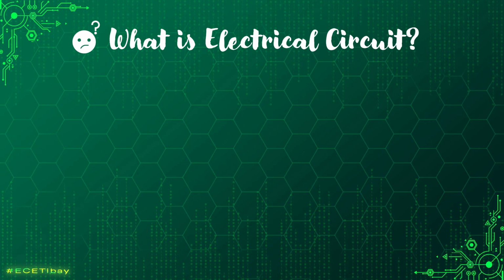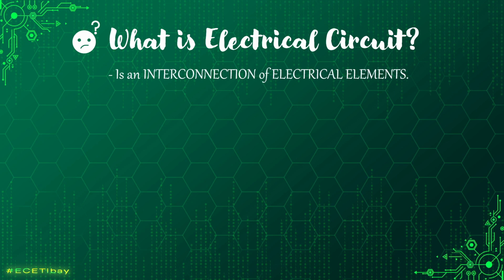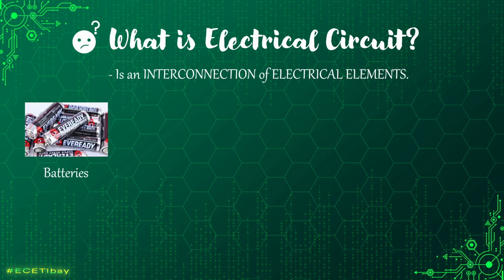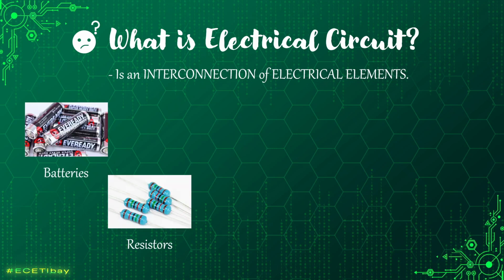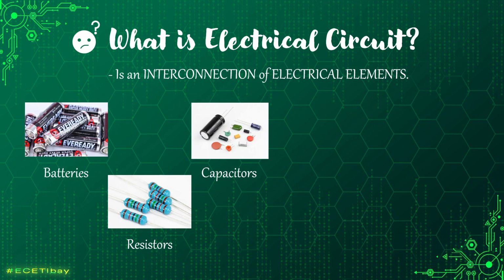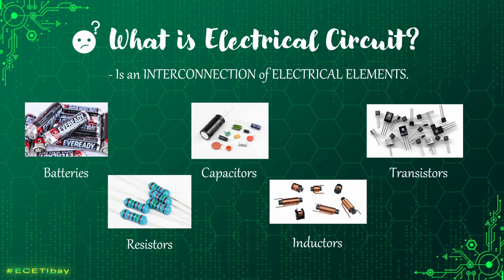First, let's define what an electrical circuit is. By book definition, it is an interconnection of electrical elements. So what are these electrical elements? This may be batteries, resistors, capacitors, inductors, and transistors, and any kind of electronic or electrical components. So that is the electrical circuit, interconnections of electrical elements.